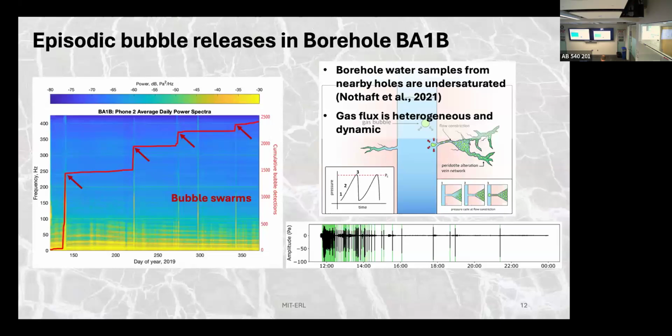Why isn't there a bubble swarm at 300 days? Do you have a spectral feature that doesn't? Oh, that's due to human activity. I think the field crew probably visited the site. I see. In the paper, they said that this spectral peak is due to human activity, not bubbles. But at this scale, you just can't see it.